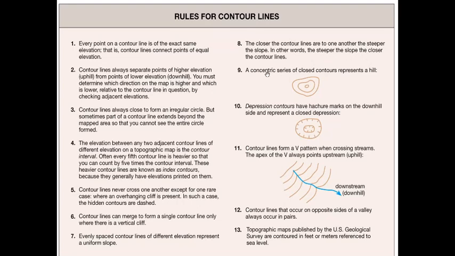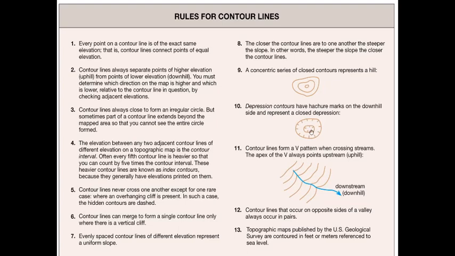We discussed that. A concentric series of closed contours represents a hill. Again, we've seen it. And depression contours have hatchet marks on the downhill side and represent a closed depression. Usually, when you want to show the same thing, over here the closely spaced concentric circles show a hill. Over here, they show a valley, and you can show them with these markings.